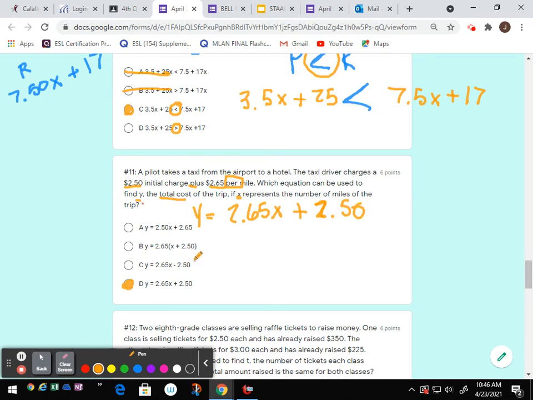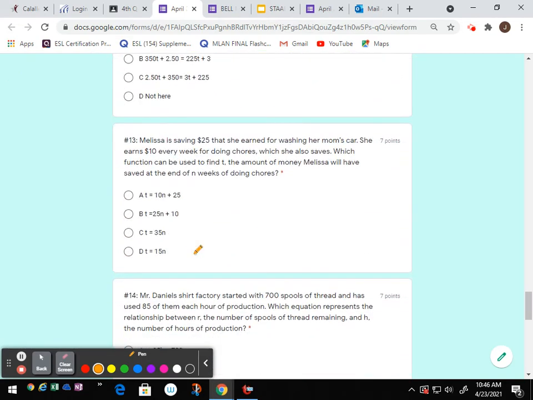Let's go on to question 13. Melissa is saving $25 that she earned for washing her mom's car. She earns $10 every week. Okay, so every week is the same as per. Which function can be used to find T, the amount of money Melissa will have saved at the end of N weeks?